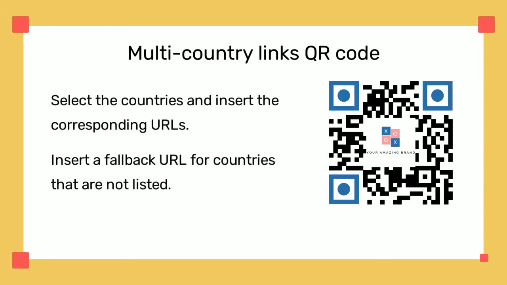All you have to do is select the countries where your content is available and insert the corresponding URLs. Lastly, if people from a country that is not listed scan the QR code, they will be redirected to a landing page that shows all the available links.